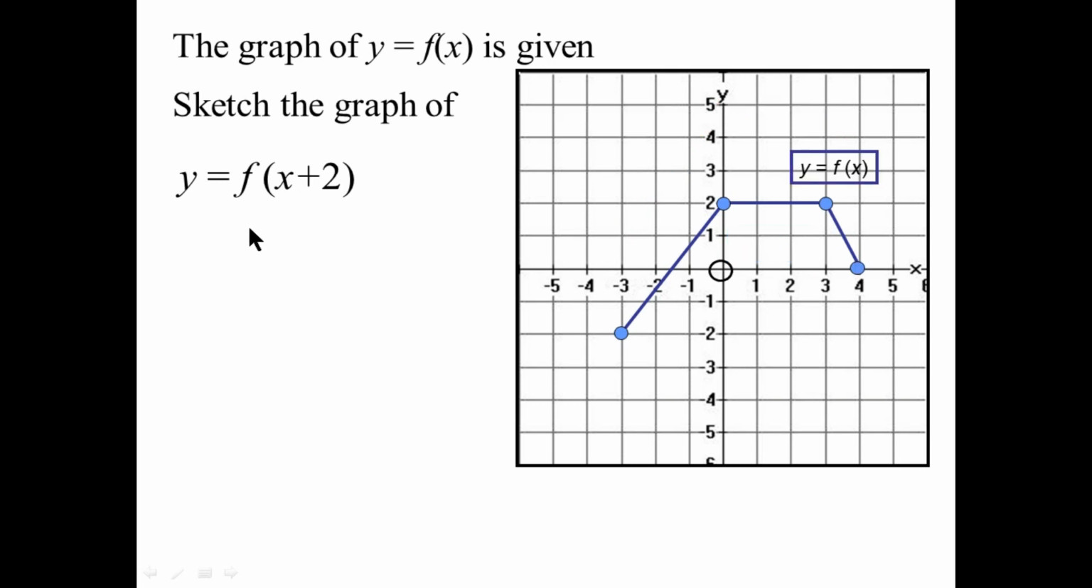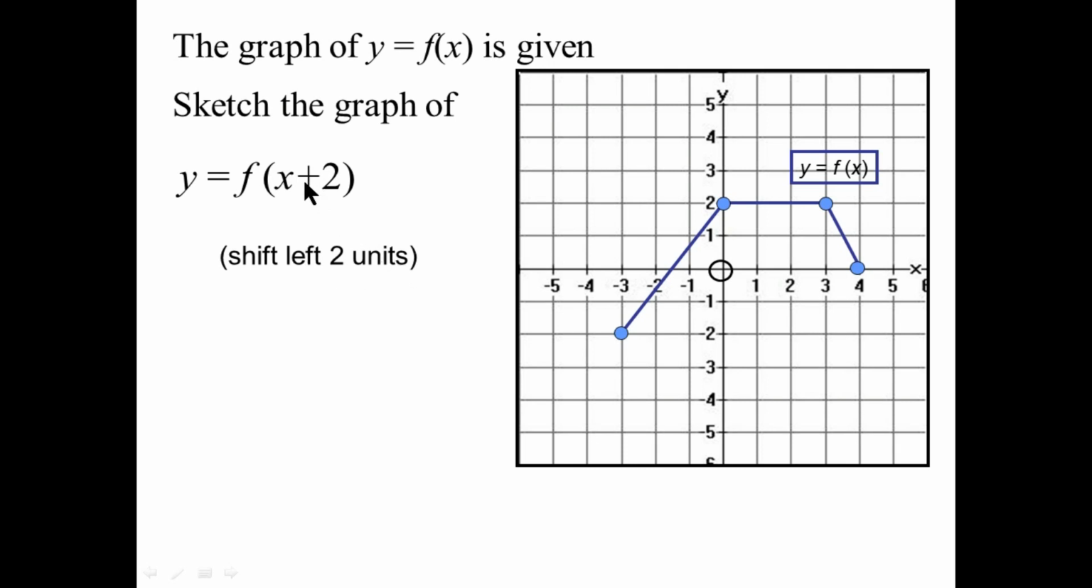Let's do another one. Given the graph, happens to be the same graph, sketch the graph of y equals f of x plus 2. So we have to look at this and recognize at the input station, we have x plus 2 in brackets with the x. So that means shift it left 2 units. Notice how it's the opposite way that you would think. I would think that plus 2 would mean go to the right. But no, if it says plus 2, you go to the left.